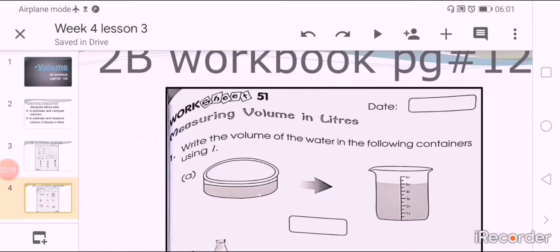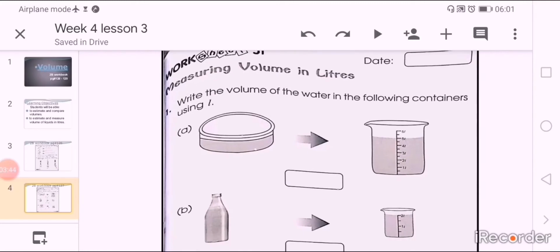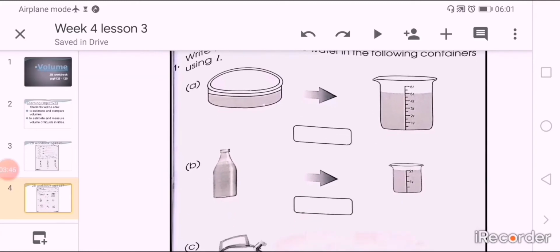The water from that container is poured into the beaker, so we can check the volume of water. In the beaker there are small markings. It is equal markings from 1 liter till 6 liters, and the level of water is up to 5 liters. It means the volume of water in this container is 5 liters. So write 5L here.